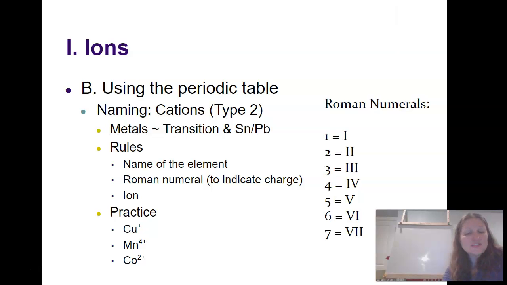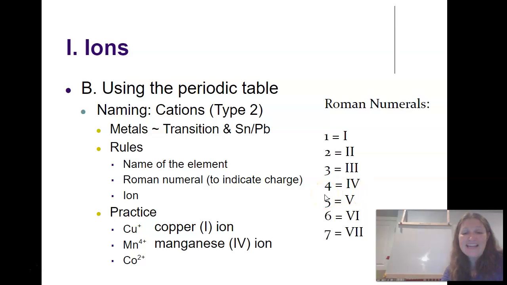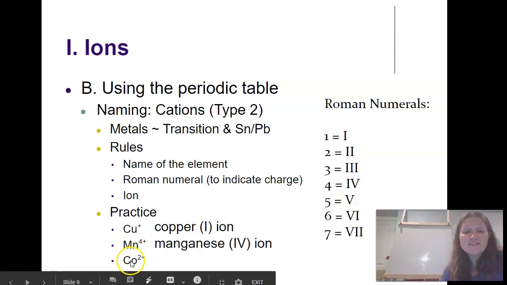So our first example is the Cu plus. Cu is copper, and it has a +1 charge right now. So when I go to name that, I'm going to call it the copper 1 ion. I'm just using that Roman numeral 1 up here to indicate the number 1 charge. Mn is manganese and has a 4 plus charge. We're going to use our Roman numeral 4 right there. We're going to call this the manganese 4 ion. And then Co is cobalt with a 2 plus charge. So this becomes the cobalt 2 ion.